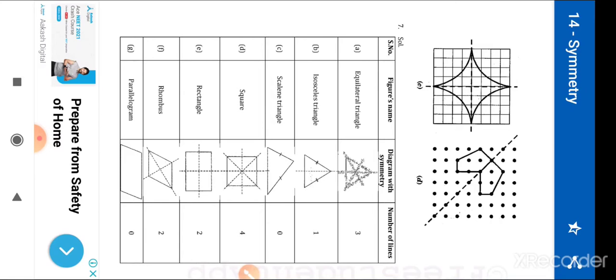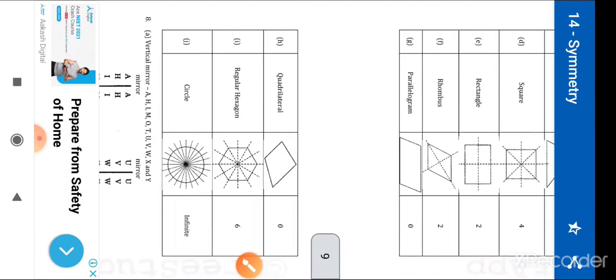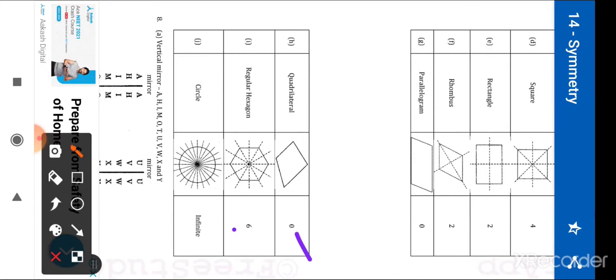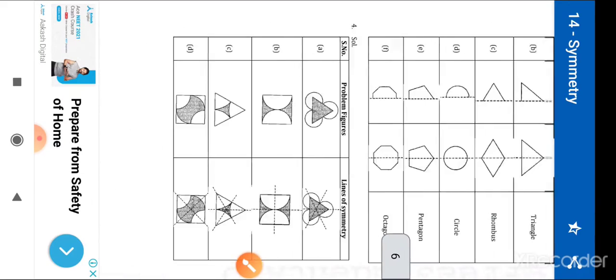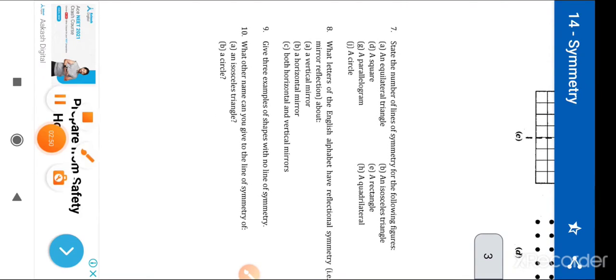In the same manner, a scalene triangle has 0 lines of symmetry, a square has 4 lines of symmetry, a rectangle has 2 lines of symmetry, a rhombus has 2 lines of symmetry, and a parallelogram has 0 lines of symmetry. A quadrilateral has 0 lines of symmetry, a regular hexagon has 6 lines of symmetry, and a circle has infinite lines of symmetry. In the same manner you can solve its remaining parts. Now move to our next exercise, exercise 14.2.